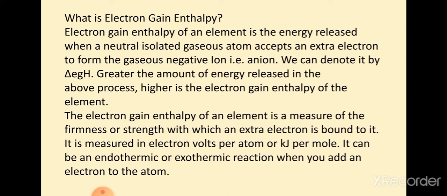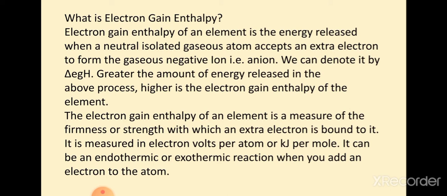So, the electron gain enthalpy of an element is the energy released when a neutral isolated gaseous atom accepts an extra electron to form the gaseous negative ion, that is, an anion, and we can denote it by delta EgH. Delta, for the change, we just make this symbol, delta EgH. This is our electron gain enthalpy. The greater the amount of energy released in the process, the higher is the electron gain enthalpy of the element.